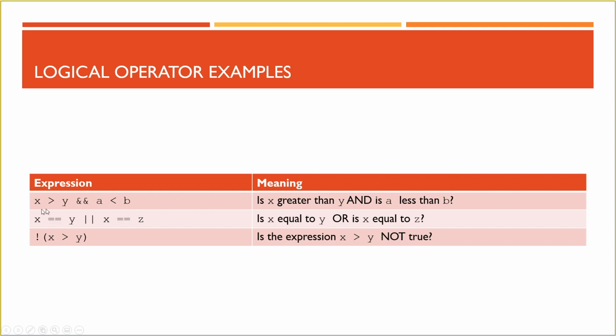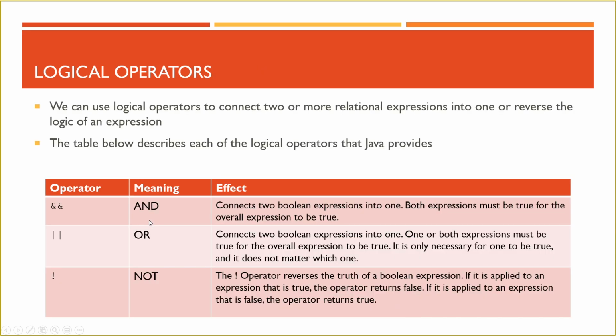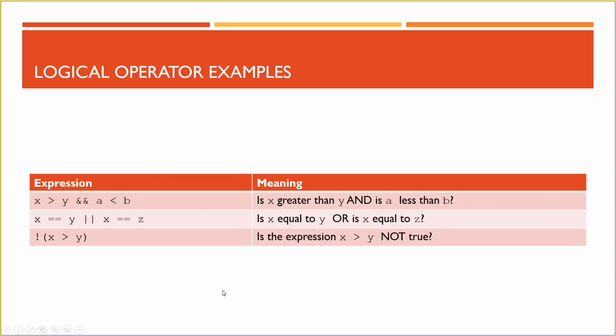So that's the first example. Here's an example of logical OR. So I'm saying, is x equal to y? Here's that double equal sign. Or is x equal to z? And then our negation operator, our logical not, reverses the truth of an expression. So an example of that would say, is the expression x is greater than y not true? And I will have a good example of that in the coding examples video.